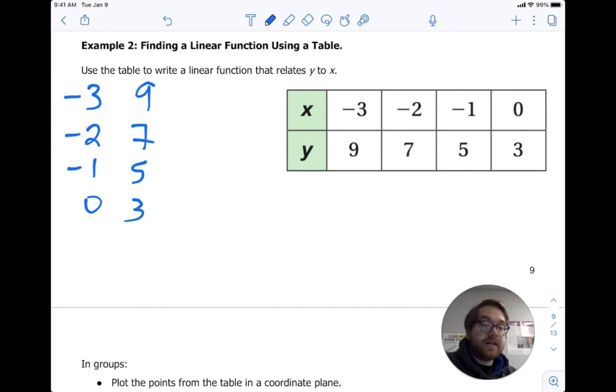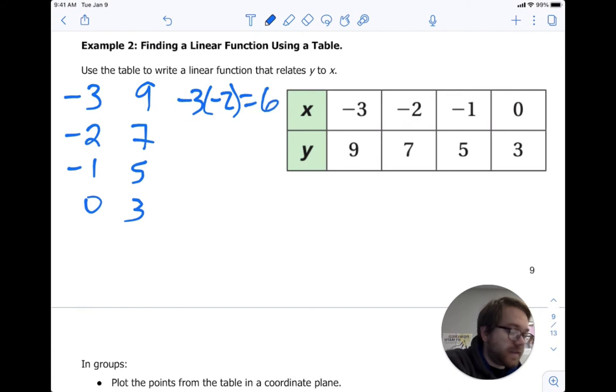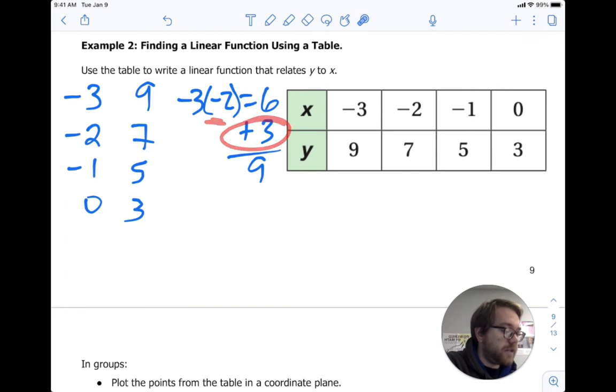Let's try -2. Instead of multiplying by -3, we'll multiply by -2. So -3 times -2 is equal to 6. Well, that's not 9. But can I add a number to get to 9? Yeah, I could then add 3, and that gets me to 9. So I multiplied by -2, and I added 3, and that gets 9.